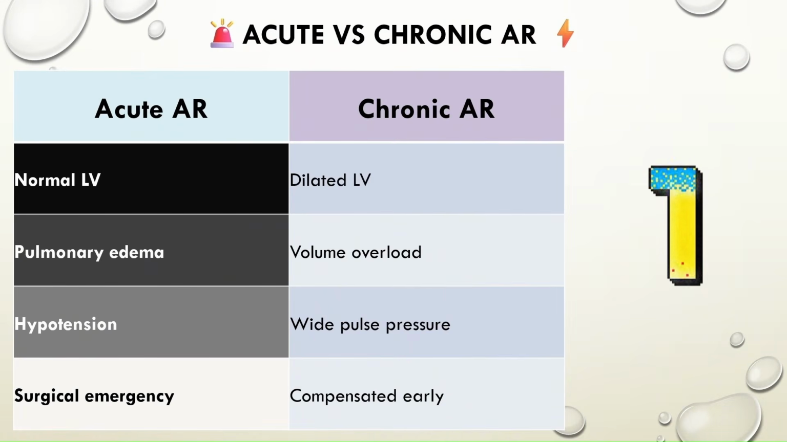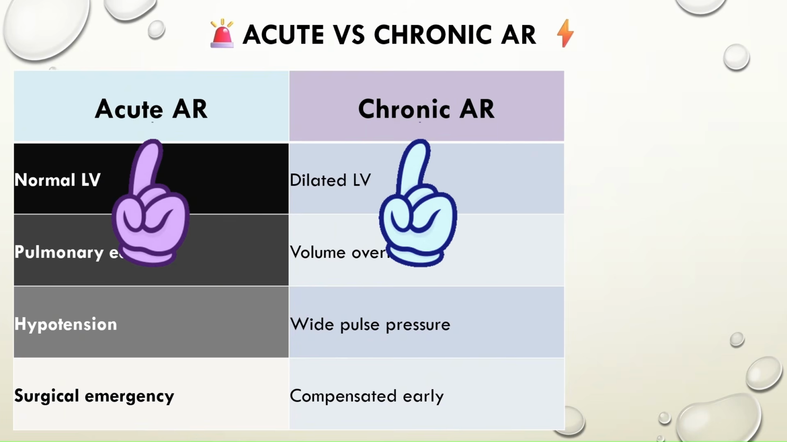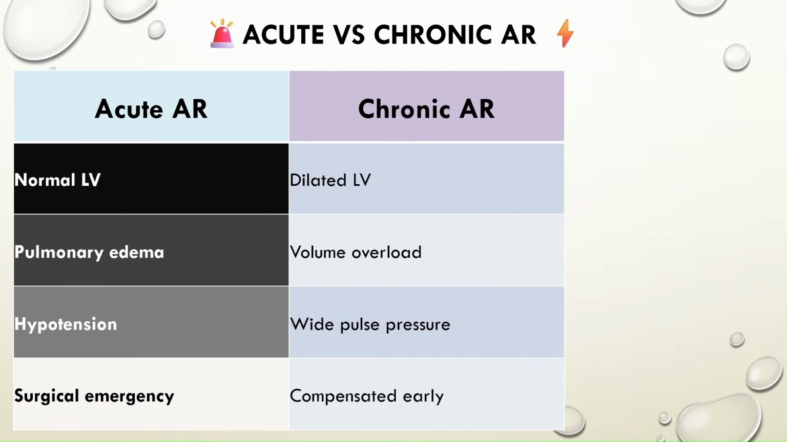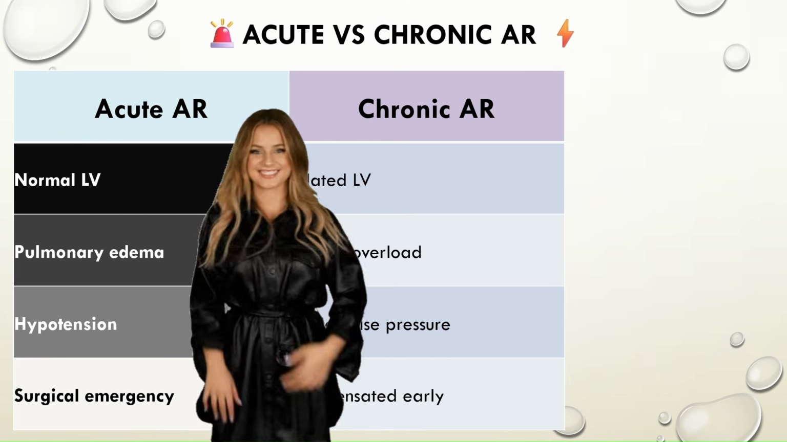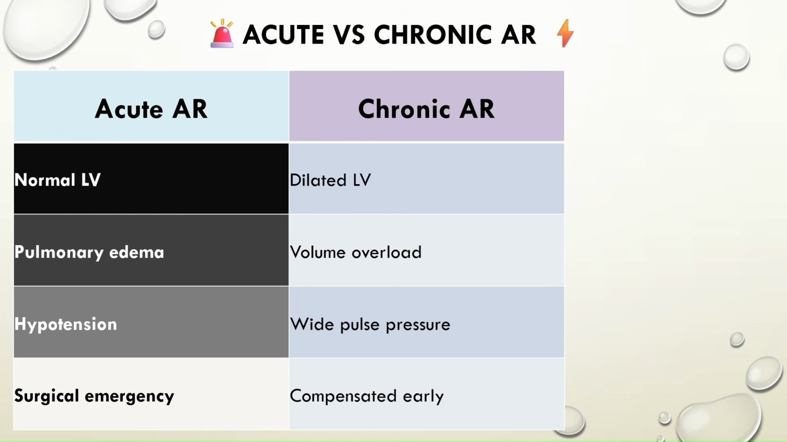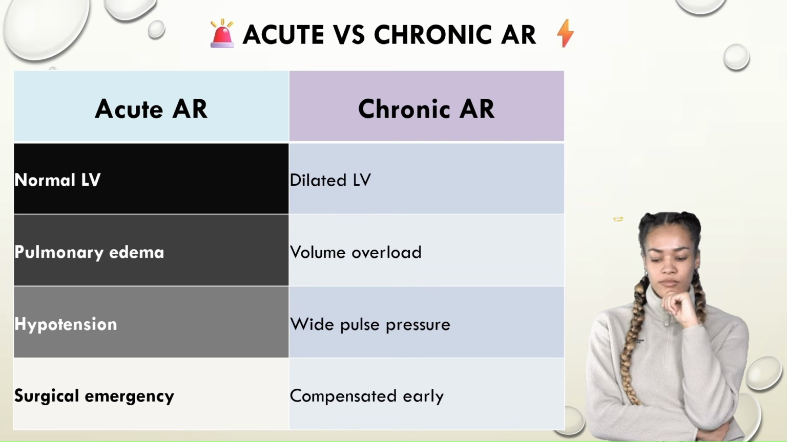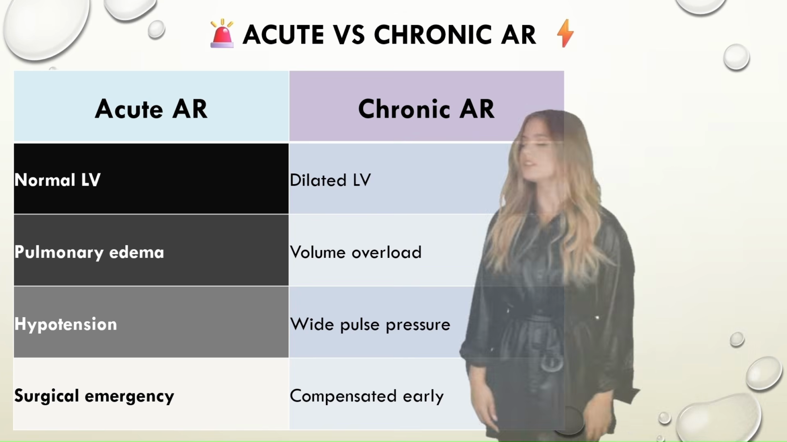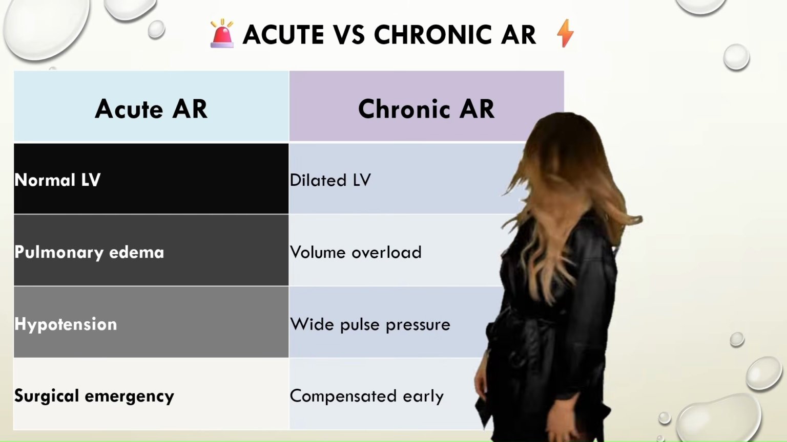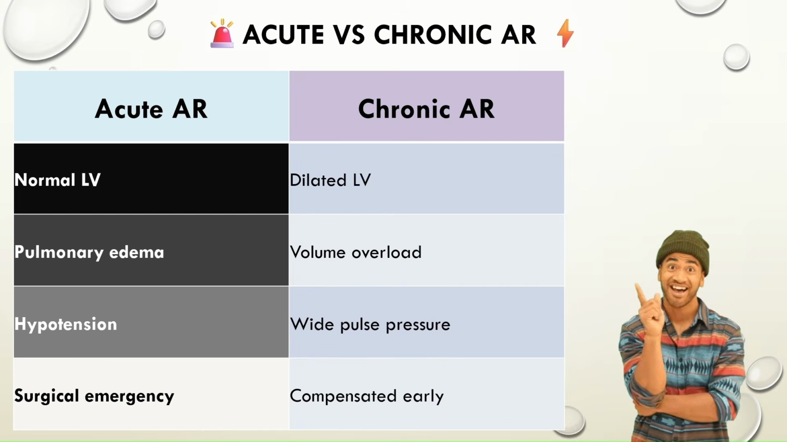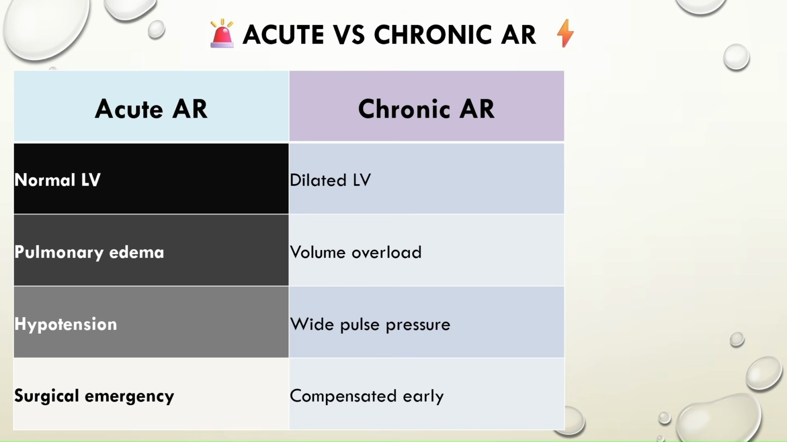Let's talk about acute versus chronic AR. Take a look at this table right here. One important clinical difference to remember is how acute and chronic aortic regurgitation affects the left ventricle. Acute regurgitation can cause sudden pulmonary edema even though the left ventricle is still normal in size because it hasn't had time to adapt. Chronic aortic regurgitation, on the other hand, develops over time and slowly stretches the ventricle as it adapts to the ongoing volume overload.